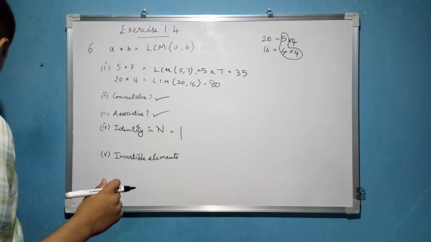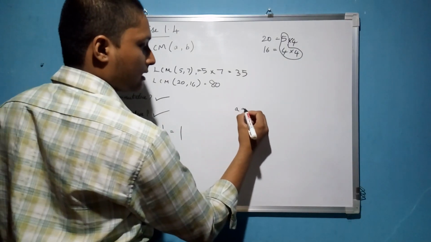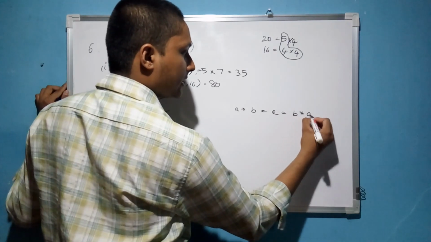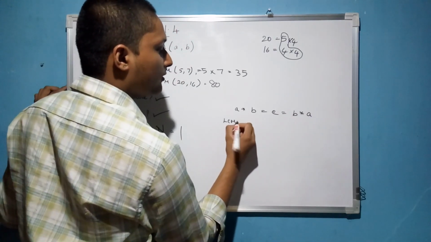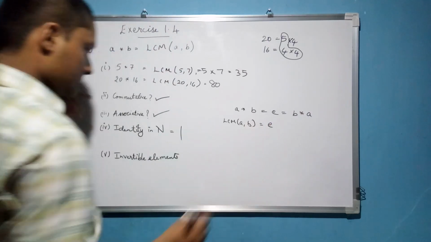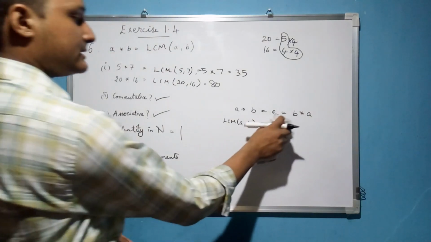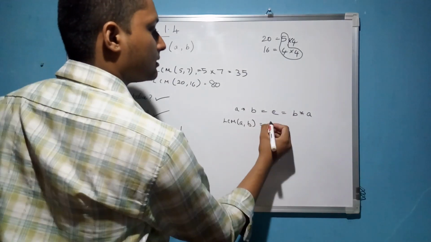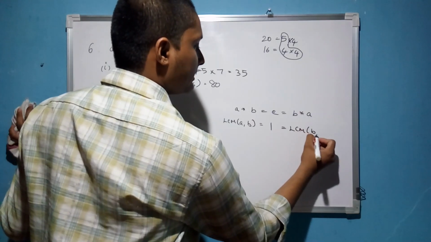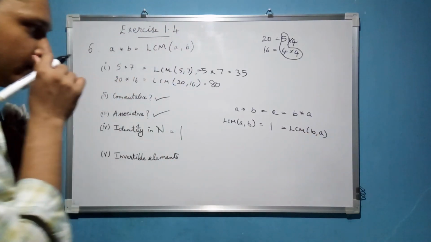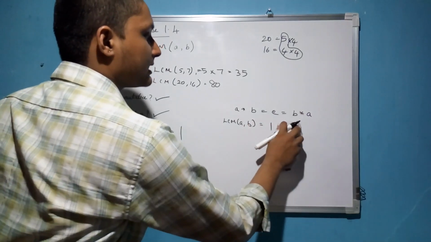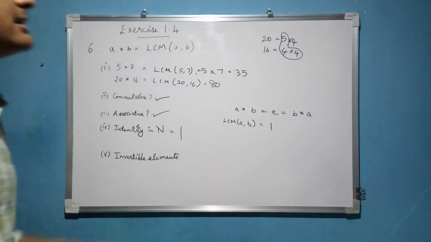Right? So we have two elements, say A and B. That should be equal to E here, and B star A. That is, LCM of A and B should be equal to E. E in this case is 1. So I'll replace this E with 1. And this also should be equal to LCM of B and A. Okay? So by saying this, you can understand that this and this is equal. So I'll just rub off this condition. You have only one condition in this case.